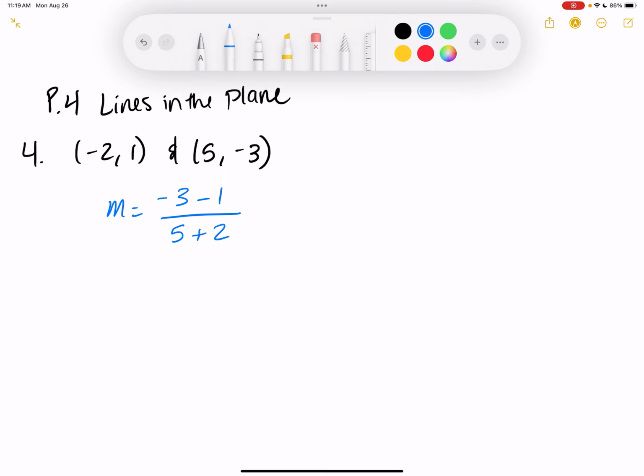You could flip the numbers, but they have to be the same. Yes, good point. This can either be point 2 and this point 1, or this can be point 1 and this point 2. It doesn't matter which way you do it as long as they're both the same. You'll get the same result in the end. So we get -4/7, and that's our slope.